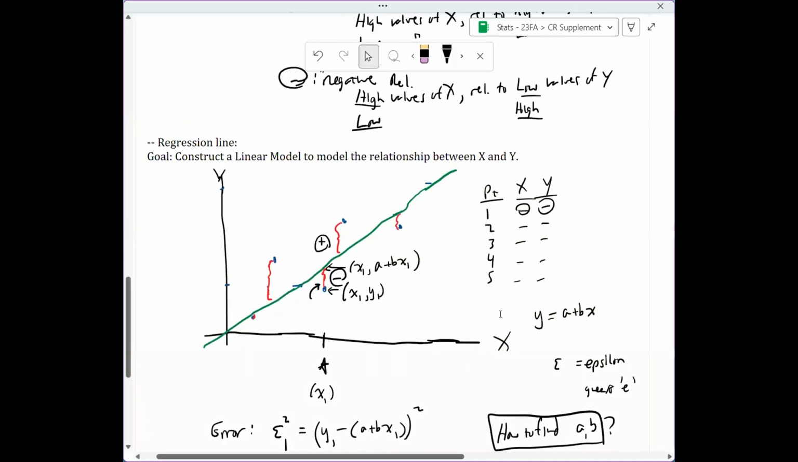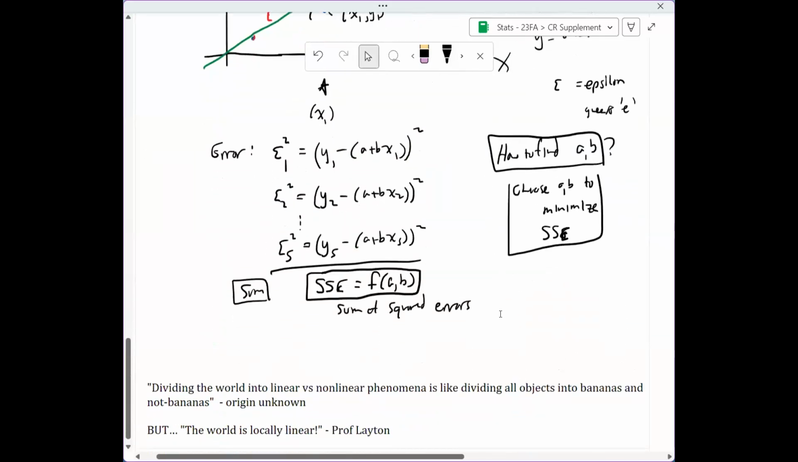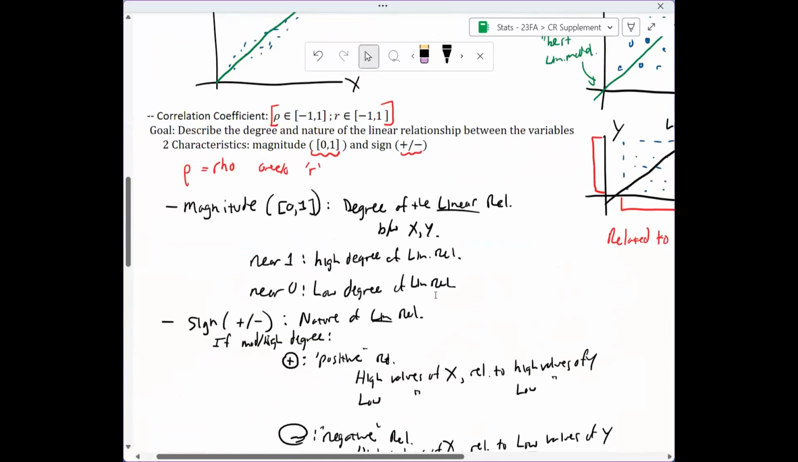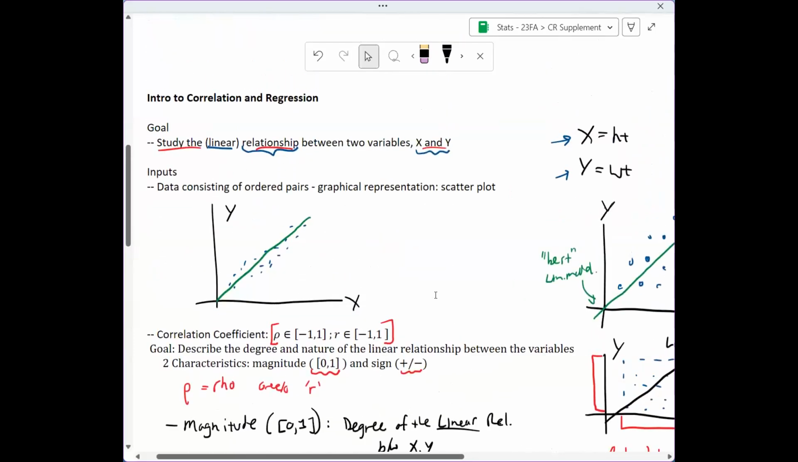I think this is all that I wanted to say for now on regression. And then there is maybe one more point that I wanted to make. If we go back up here, what was our goal? To study the linear relationship between two variables.